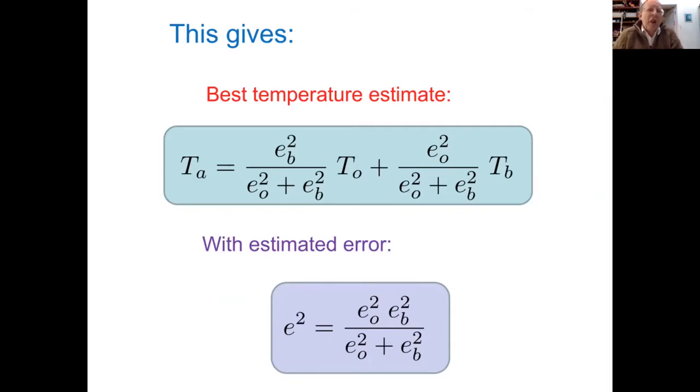So if EB is large and EO is small, then the analysis estimate is kind of dominated by the observed measurement. Whereas if EO is large and EB is small, then the analysis estimate is dominated by the background estimate. And it's easy to then calculate the overall estimated error, which is given by E squared in the purple box. And that is generally lower than either EO or EB taken individually. So that's essentially how data assimilation works, using in this case a quadratic cost function for the error.